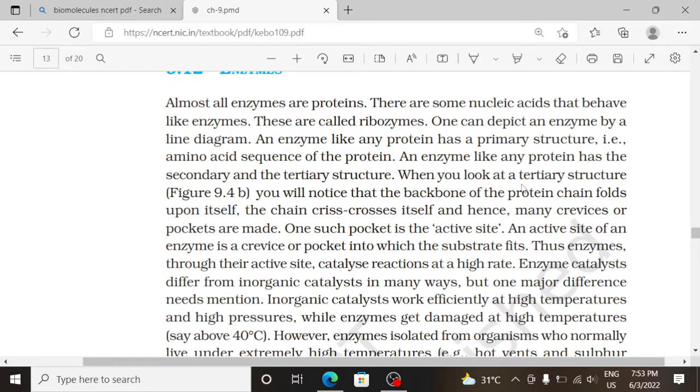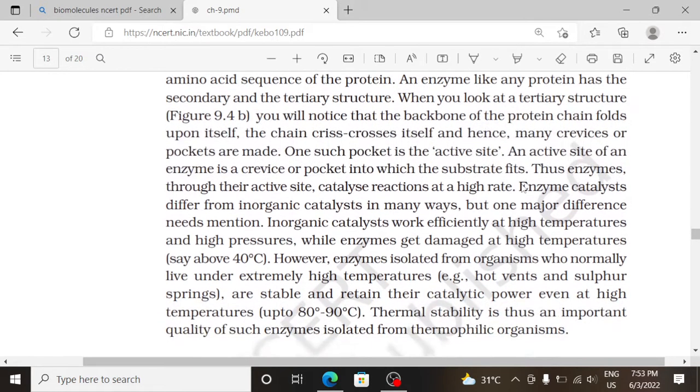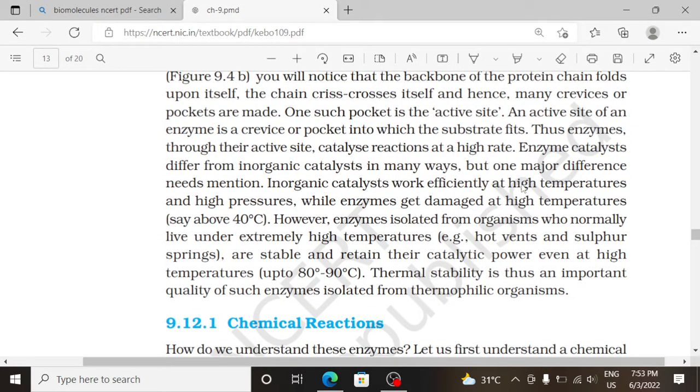When you look at the tertiary structure, you will notice that the backbone of the protein chain folds upon itself. The chain crisscrosses itself and hence many crevices or pockets are made. One such pocket is the active site. An active site of an enzyme is a crevice or pocket into which the substrate fits. Thus, enzymes, through their active site, catalyze reactions at a high rate.